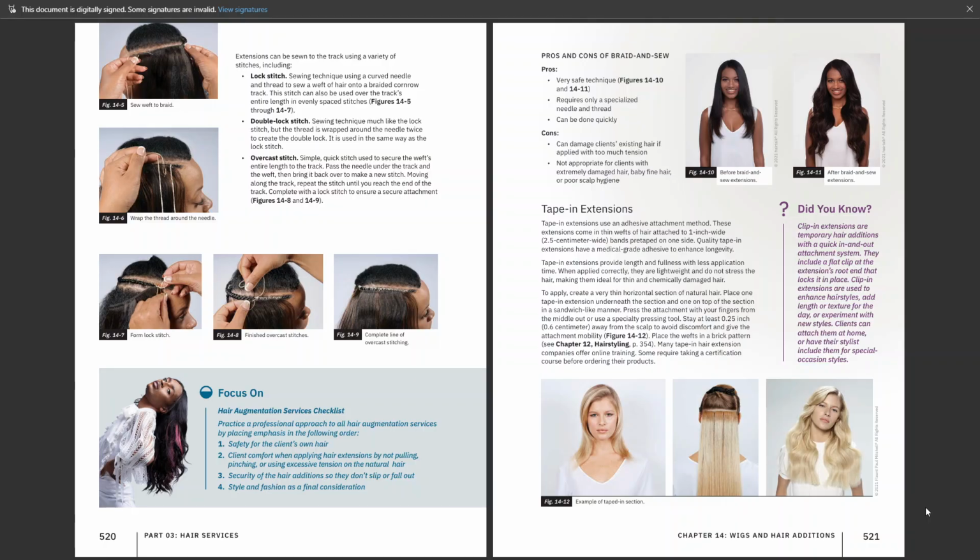Focus on hair augmentation services checklist. Practice a professional approach to all hair augmentation services by placing emphasis in the following order. Number 1, safety for the client's own hair. Very important. Number 2, client comfort when applying hair extensions by not pulling, pinching, or using excessive tension on the natural hair. Number 3, security of the hair additions so they don't slip or fall out. Number 4, style and fashion as a final consideration.